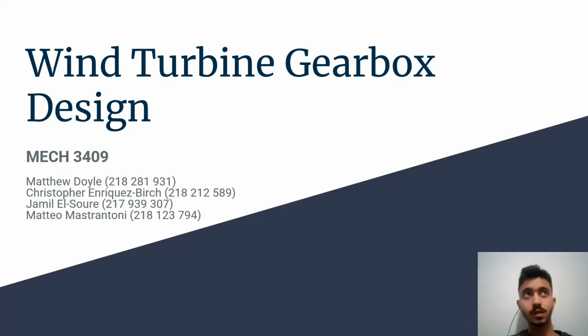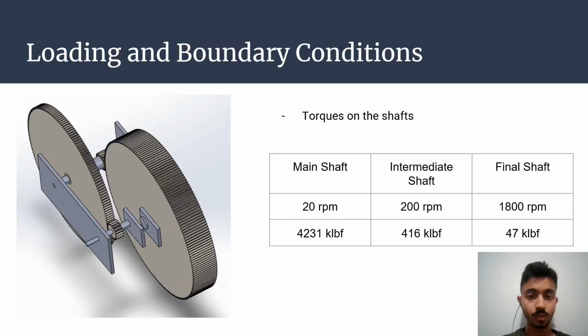The gearbox should be designed to transmit 1 megawatt of power throughout its stages. The input shaft should rotate at 20 RPM with an output of 1800 RPM, and it should be able to generate 1 megawatt of power. Now let's start with the loading and boundary conditions.